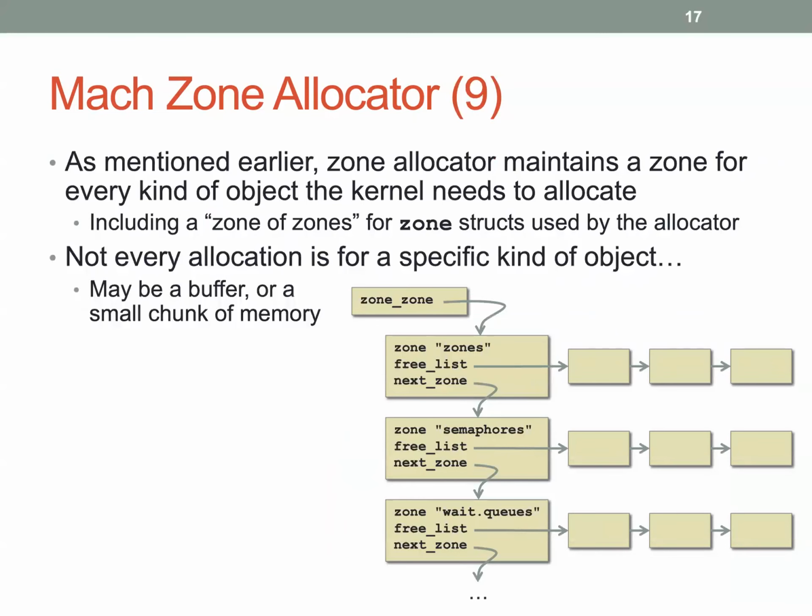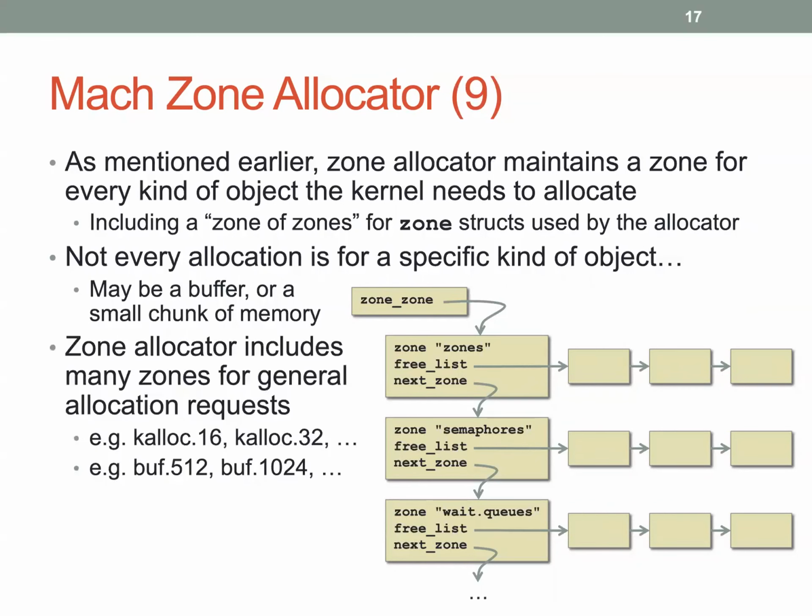So there are also allocations for buffers. I mentioned this before, and you'll see that if you enumerate with that sudo zprint command on a Mac, you'll see that there are buffers of various sizes that you can request. And so there are specific zones for those kinds of allocations as well. And so this is how this is able to be a nice general purpose allocation mechanism for the kernel.